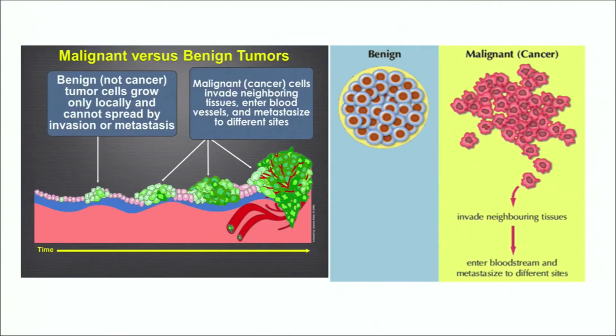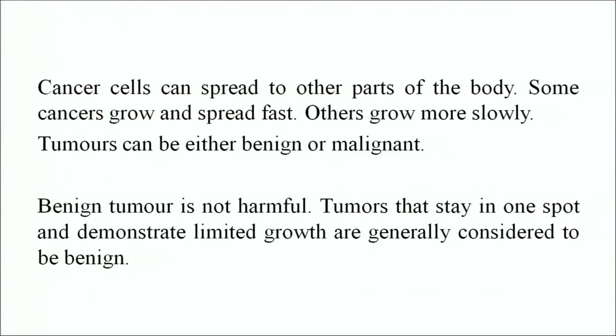Cancer is when the cells start to grow out of control. The cancer cells keep on dividing and making new cells even when new cells are not required. They crowd out normal cells and form a mass of tissue called a tumor. You can see different types of tumors. Cancer cells can spread to other parts of the body. Some cancers grow and spread fast, others grow more slowly.